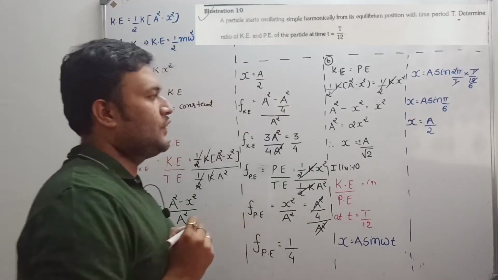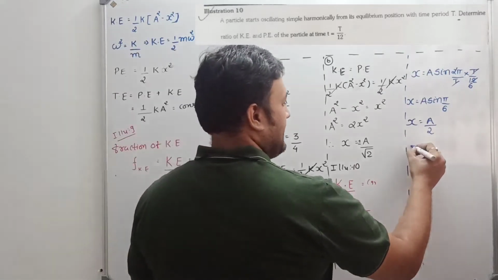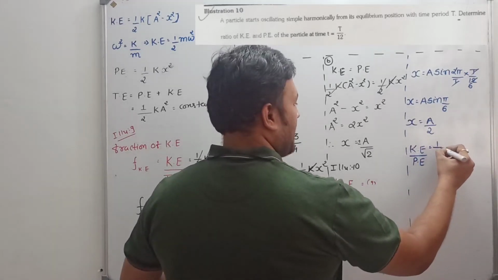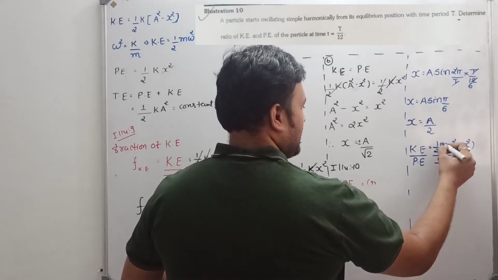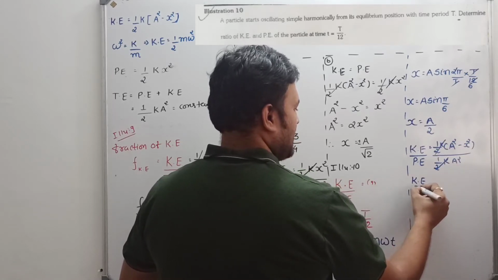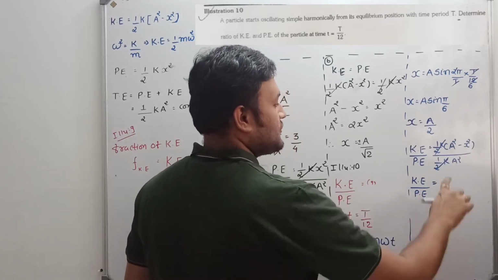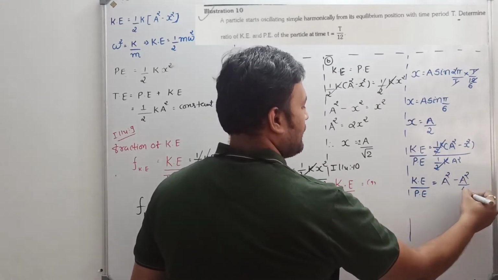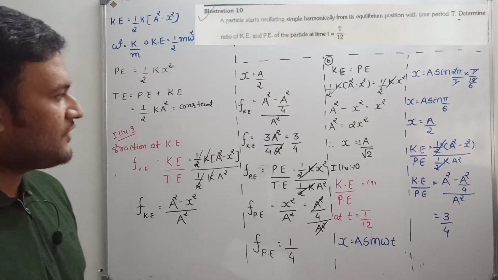Now put in this ratio KE upon PE. KE is equal to 1/2 k (a square minus x square), and PE is 1/2 k x square. So this is kinetic energy and potential energy. So a square minus x square upon a square. Here I put x, a square minus a square by 4 divided by a square. So this one is 3 by 4. Answer is 3 by 4.